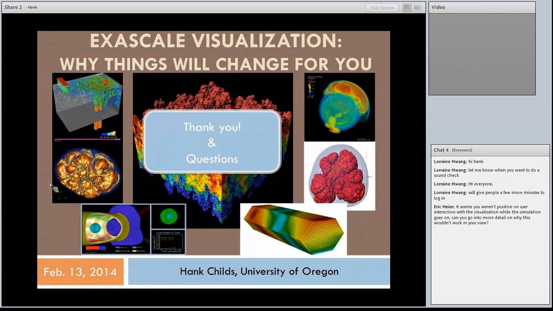And so that human timescale is one that's just too slow for the exascale machine. So anything where we want to explore data, I believe we're going to need to have ways that we can do that after the simulation runs.